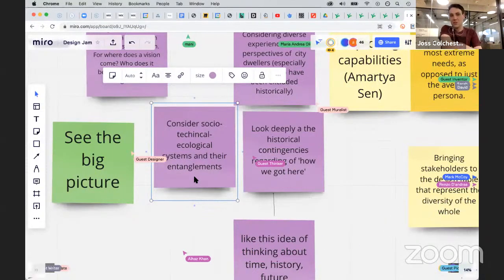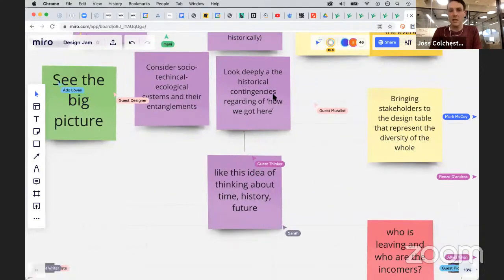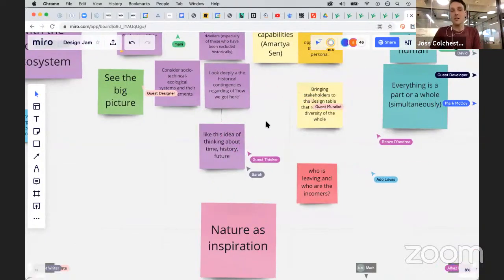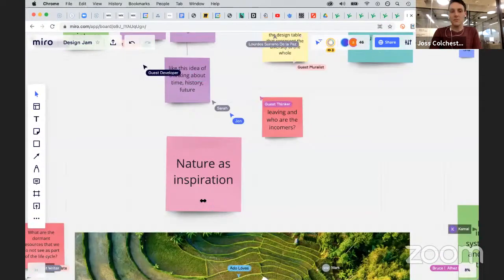Socio-technical, ecological systems, all intertwined, culture and values, and economics and money. Complex systems, indeed. Like this idea of thinking about time, history, and future, look deeply at the historical contingencies regarding how we got here. Yeah, everything's in time and everything's in space, isn't it? That's one way of thinking about all this stuff. How does it play out in time, in space, in the context it exists in, and how has it played out over time? Nature as inspiration.